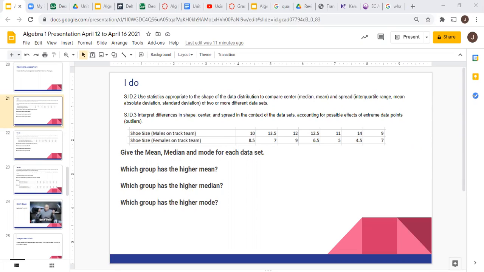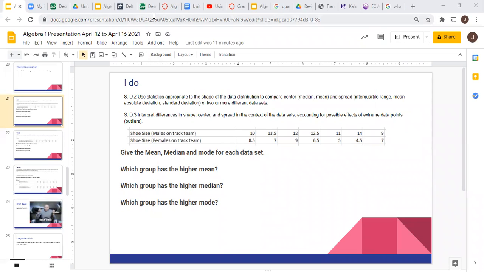For the mean, all you have to do is take every piece of data that you have for the group, add it up, and then divide by the number of pieces of data that you have. So if you look here for the males, we have 1, 2, 3, 4, 5, 6, 7, and of course we have 7 females here on the team too. They both line up very nicely.